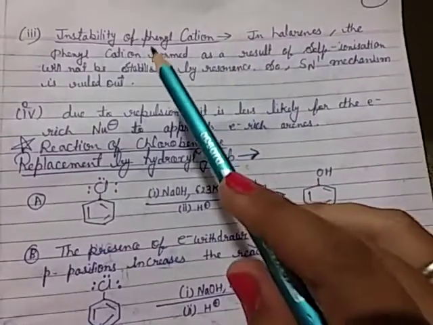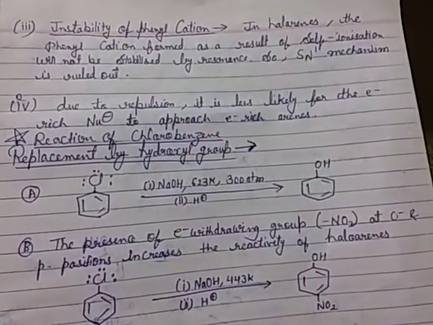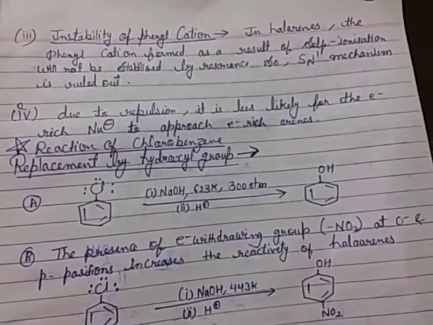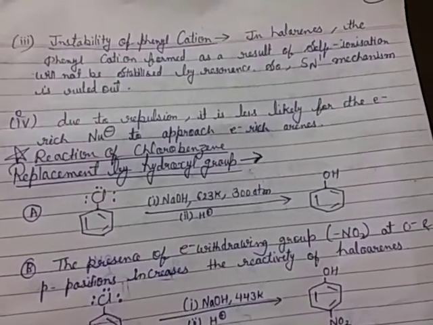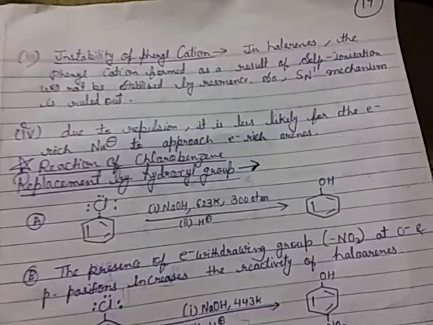Okay, so the instability of the phenyl cation. It is not explained by resonance, because self ionization will not be stabilized by resonance.